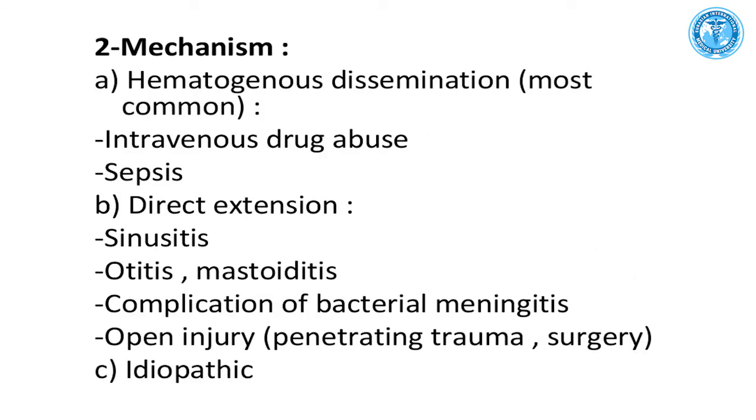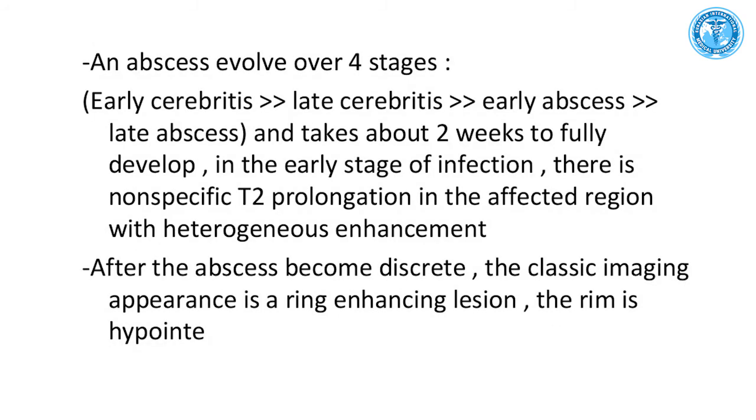Mechanism: A. Hematogenous dissemination, most common, from intravenous drug abuse and sepsis. B. Direct extension from sinusitis, otitis, mastoiditis. It may be a complication of bacterial meningitis, open injury, penetrating trauma or surgery, and can be idiopathic. An abscess evolves over 4 stages: early cerebritis, late cerebritis, early abscess, and late abscess, and takes about 2 weeks to fully develop.